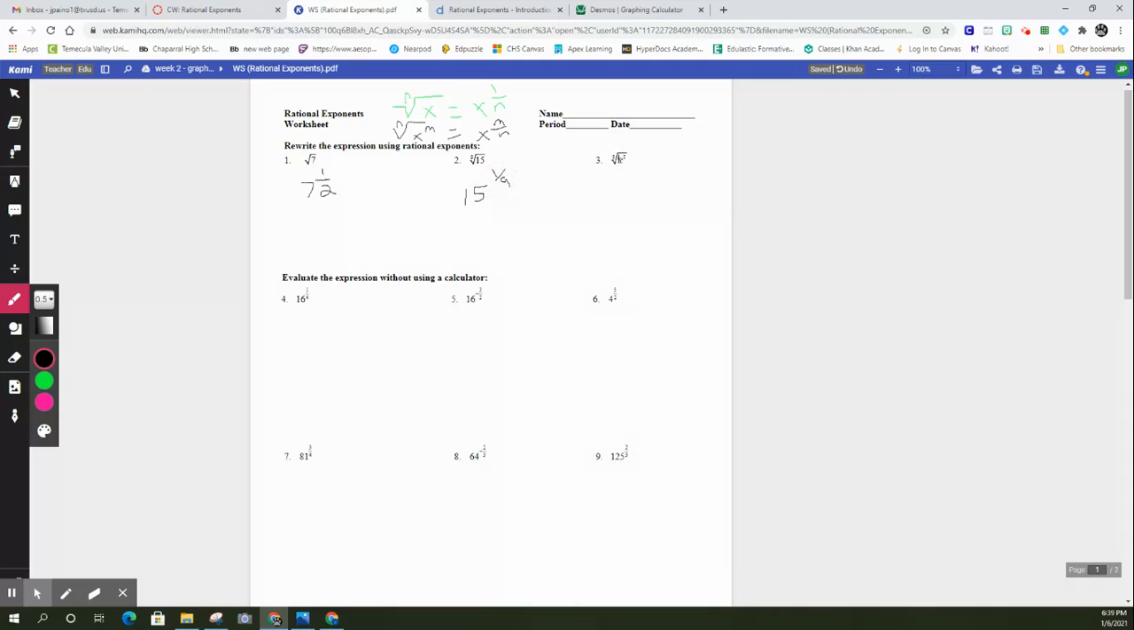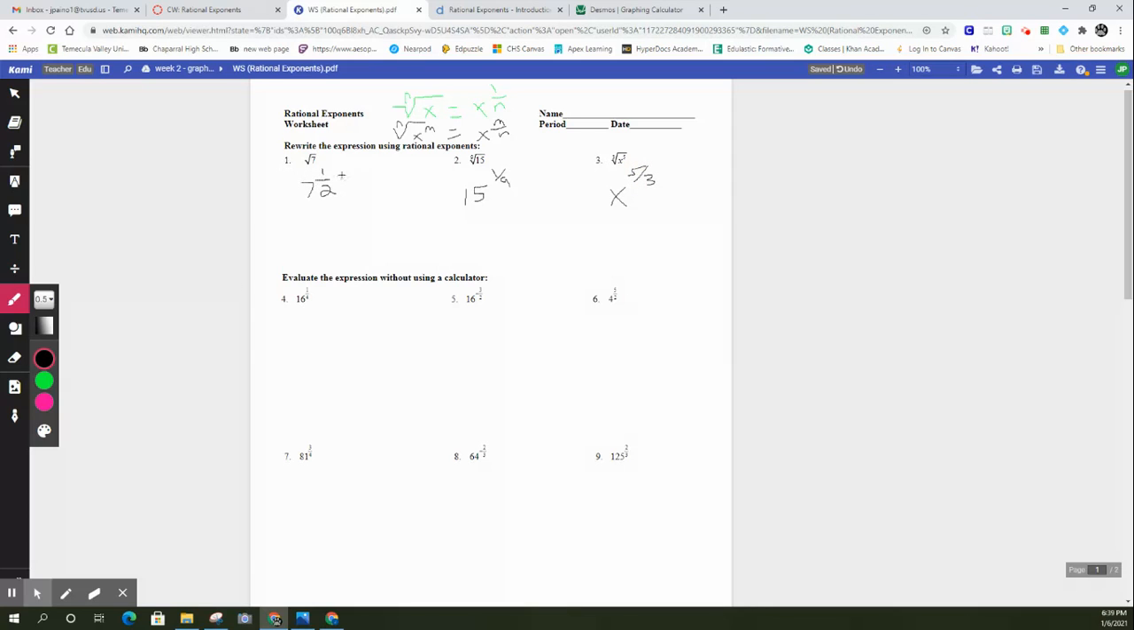And then the cube root of x to the 5th. So now this one has a power. So it's going to be x to the 5/3. Again, 3, the index number, is the denominator, the power is the numerator. So that's it. These are equivalent expressions.